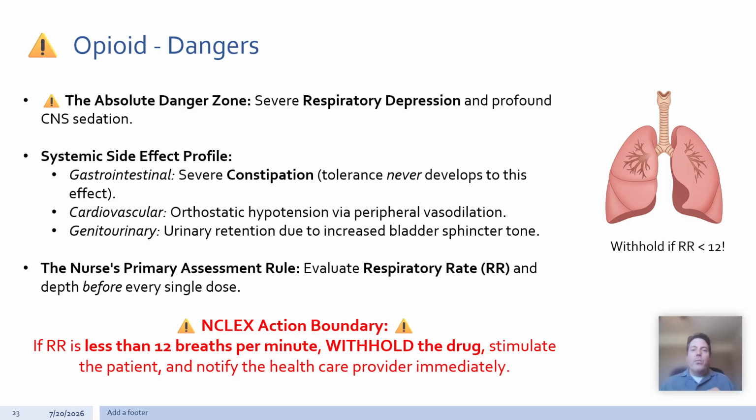But beyond breathing, the rest of the body, opioids can completely paralyze GI motility, causing severe constipation. And remember this core rationale: tolerance never develops to opioid constipation. So the patient will need a standing order for a stool softener and a stimulant laxative the entire time they're on therapy. It could also be additional fiber or fluids or exercise.